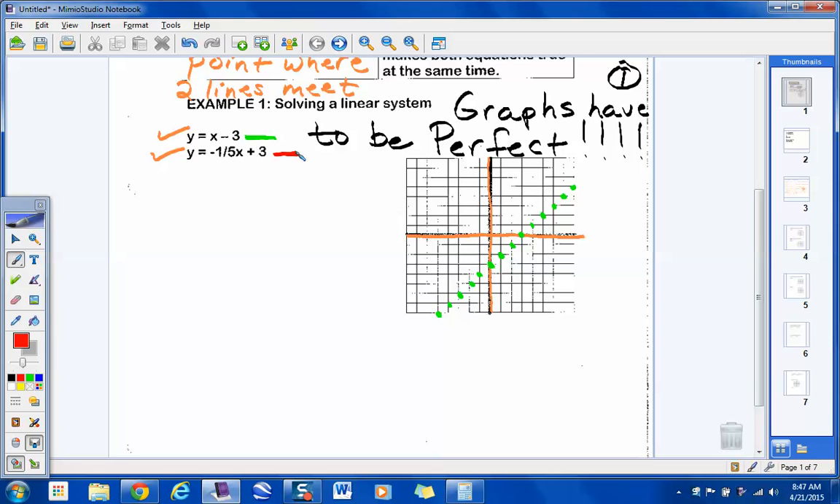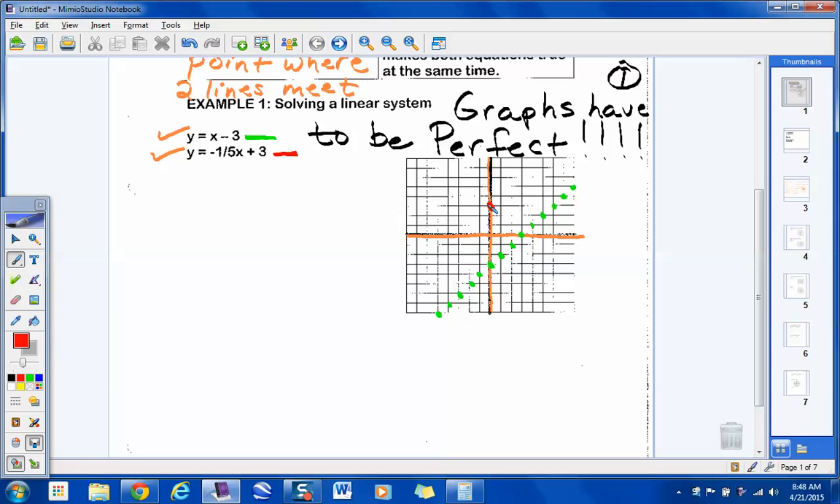Okay. All right. Next one we're going to graph. Watch this right here, guys. Yeah, this will work. What's the y-intercept on the second one since y is alone in that one? Positive 3. Positive 3. So I'm going to start up here at 3, right?